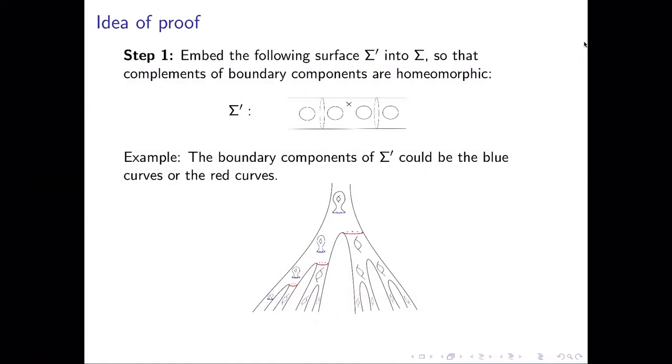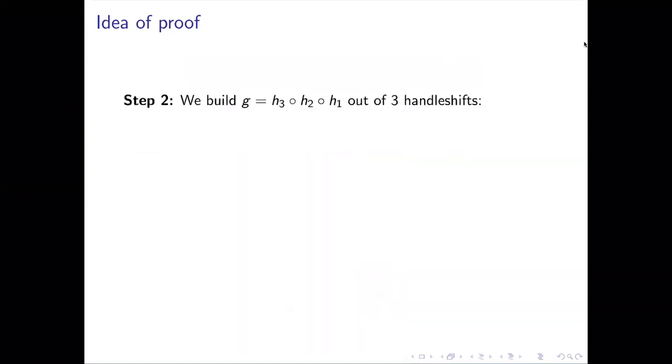We need to be able to embed sigma prime into our surface sigma. So we need to be able to find such a collection of simple closed curves so that when we cut along them, their complements are homeomorphic, and they also need to go out to two distinct ends of our surface. They need to go to infinity in two different directions. Okay, so let's assume that we have a surface with an isolated puncture and we can actually embed this subsurface sigma prime. Now we're just going to focus on sigma prime.